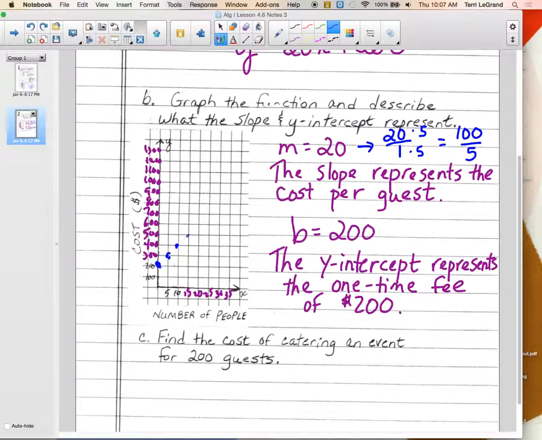So make a whole bunch of those. Up 100 over 5, up 100 over 5. And draw the line. This line is going to be a ray instead of a line, because we do not need it to go into any other quadrant. We only want it in the positive x and y quadrant. So we're going to have a ray here instead of a line that continues on at both ends.